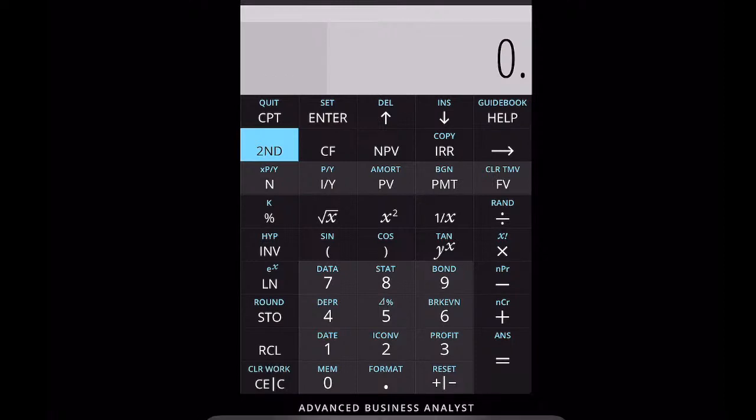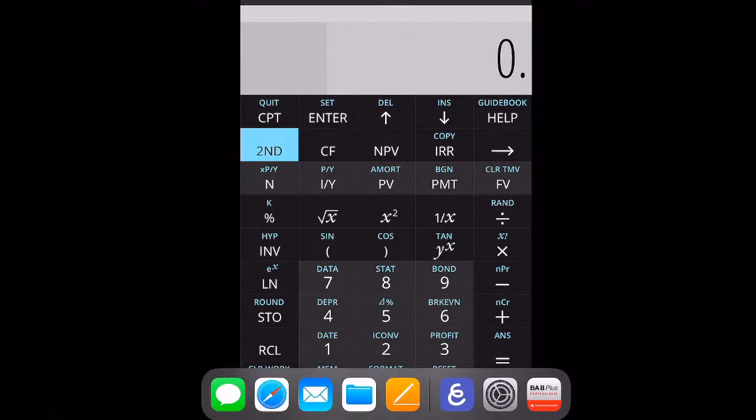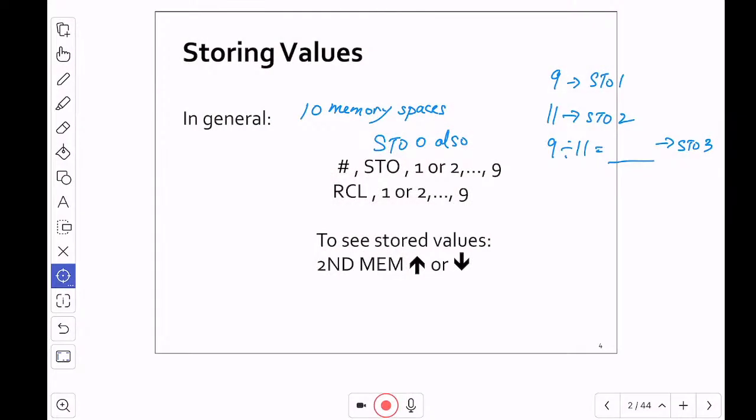Questions so far about memory? I want to do one more thing with memory. What I want to do next is recall the memory, and that's the whole point of having the memory, is that you can recall what's in there.